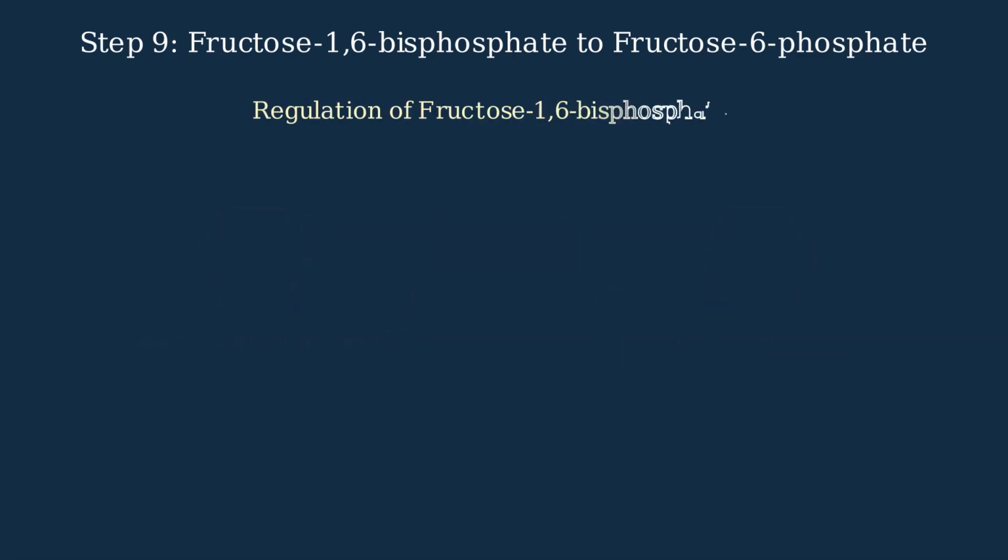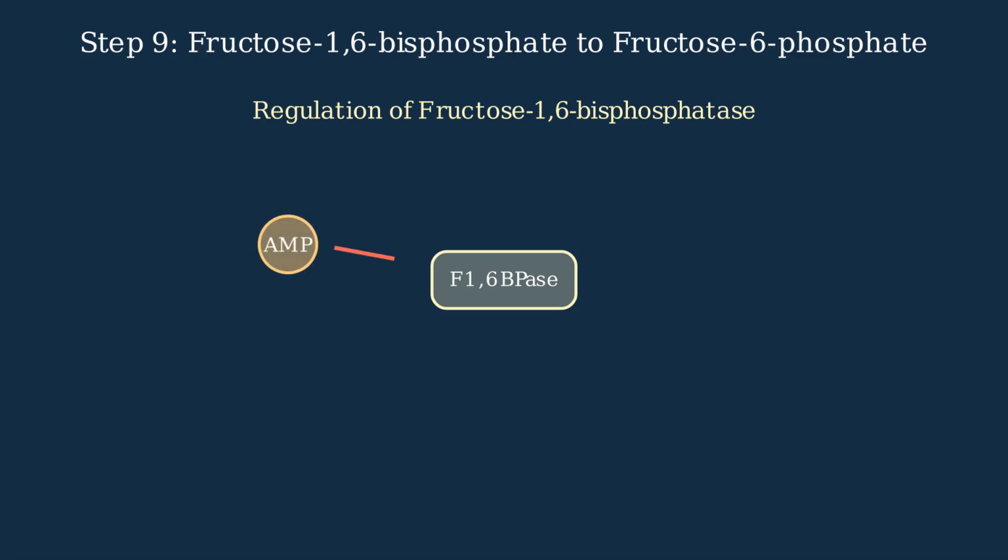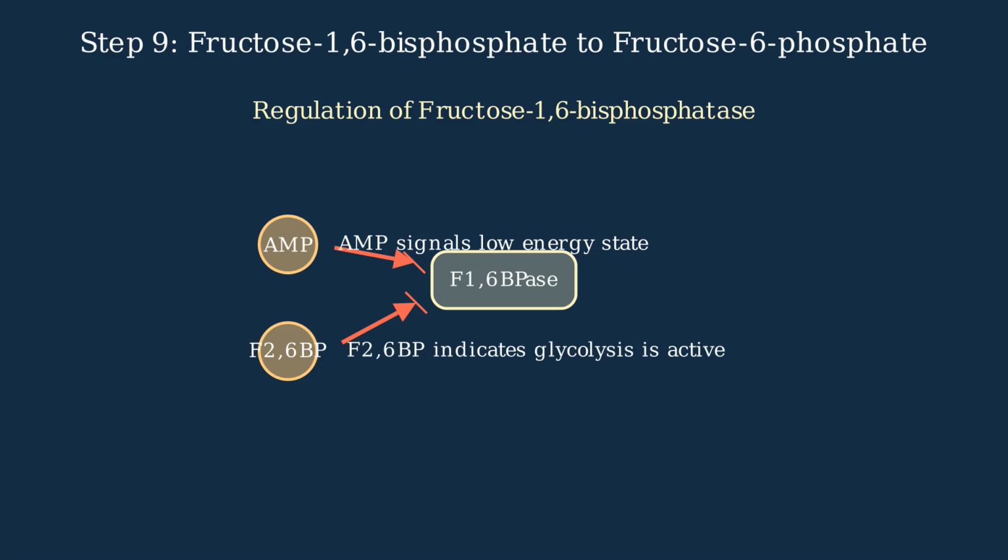This enzymatic step is a key regulatory point in gluconeogenesis. Fructose 1,6-bisphosphatase is inhibited by AMP, which signals a low energy state in the cell. It is also inhibited by fructose 2,6-bisphosphate, which indicates that glycolysis should be active rather than gluconeogenesis.